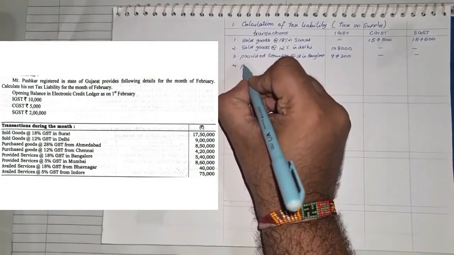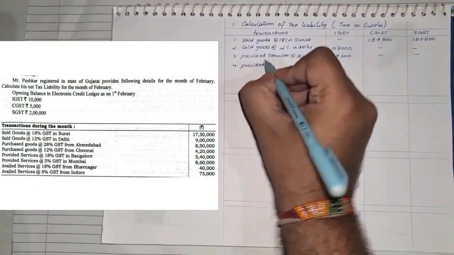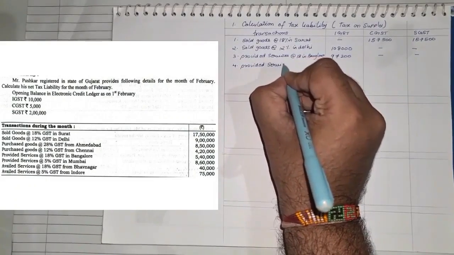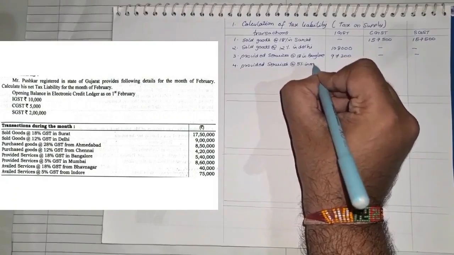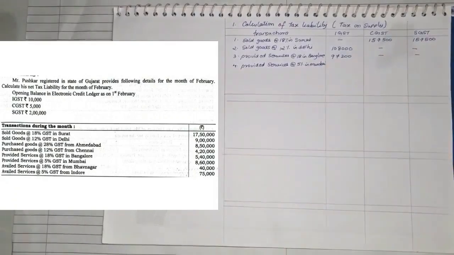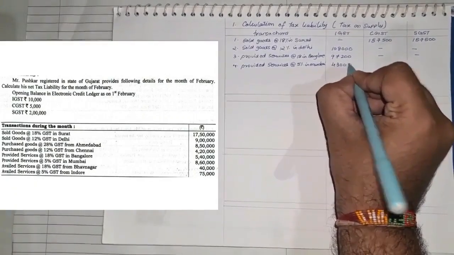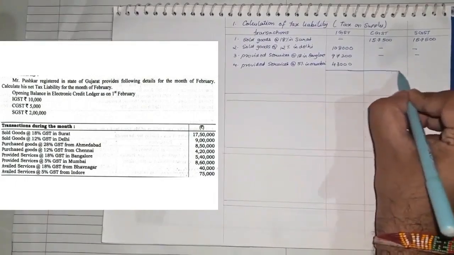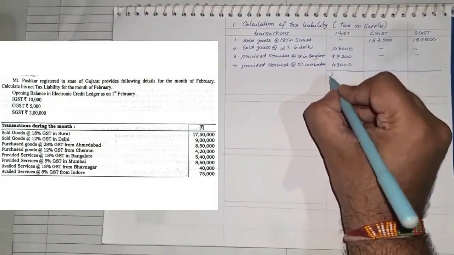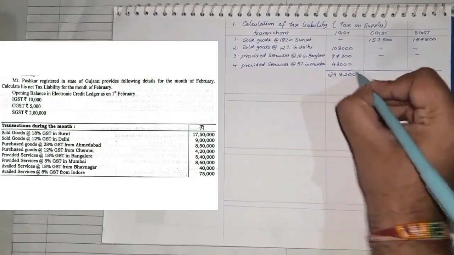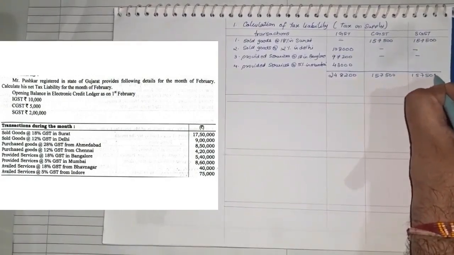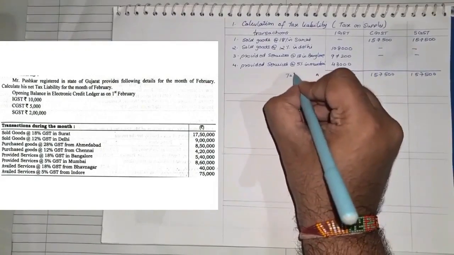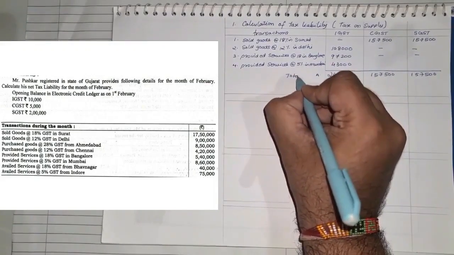Fourth one, we have again provided services, in Mumbai at the rate of 5%. The value is 8,60,000 into 5%, that is 43,000. That's it. Rest everything is based on ITC. We add it up, so I get this answer as 2,48,200, 1,57,500, and again 1,57,500. This is the A part, the total of your output sale, your tax on supply.